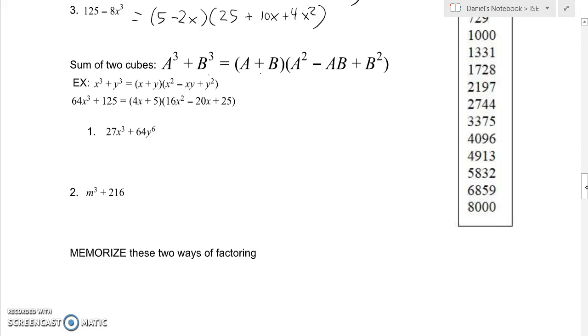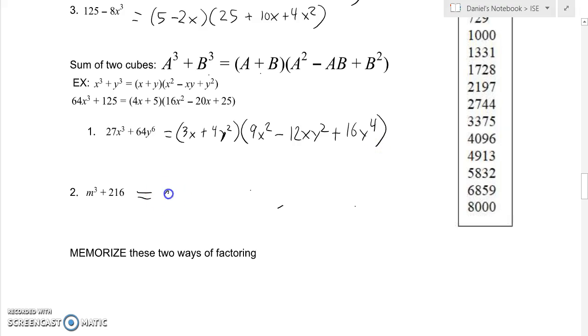Plugging in for our sum of two cubes, we have (3x) quantity cubed plus (4y squared) cubed. There we go. So we have (3x plus 4y squared) times (9x squared minus 12xy squared plus 16y to the fourth).